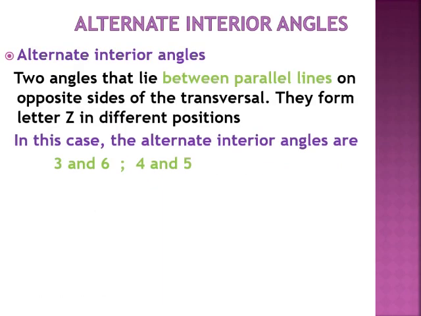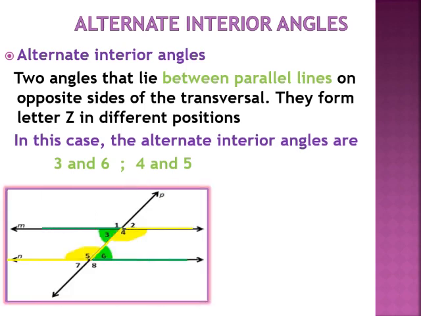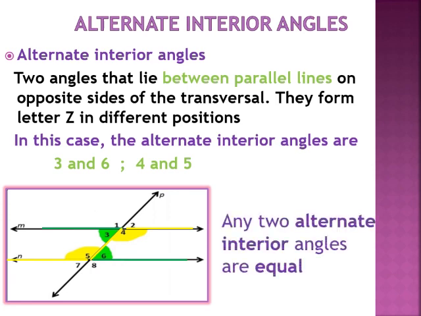Alternate interior angles. Definition: they are two angles that lie between parallel lines on the opposite sides of the transversal. They form the letter Z in different positions. In this case, the alternate interior angles are 3 and 6, 4 and 5, because they form a Z-shaped letter. Any two alternate interior angles are equal.